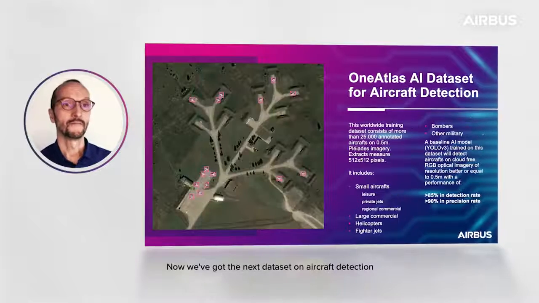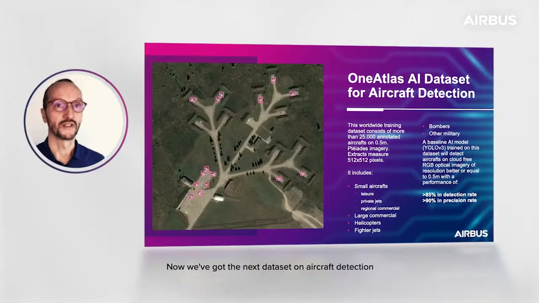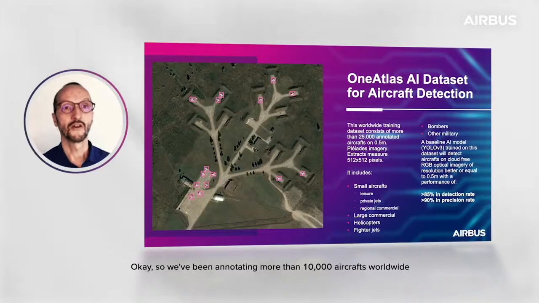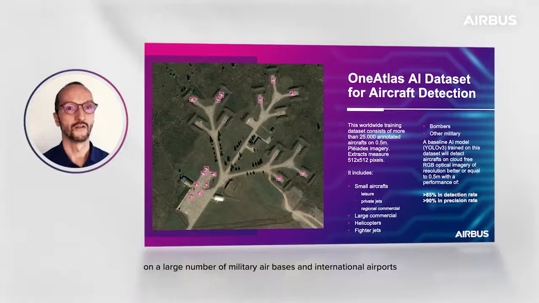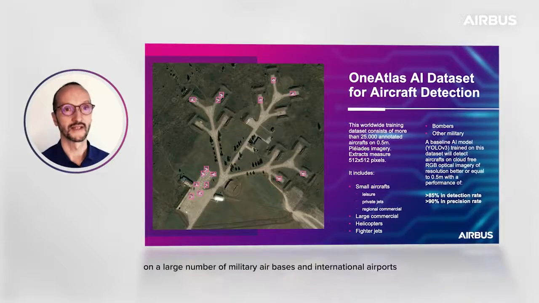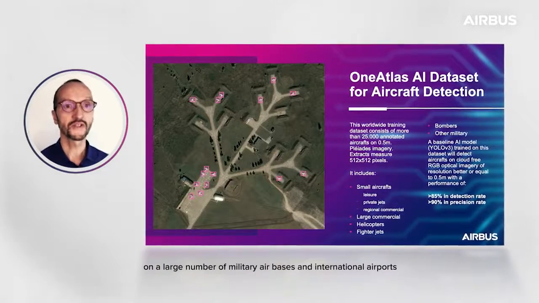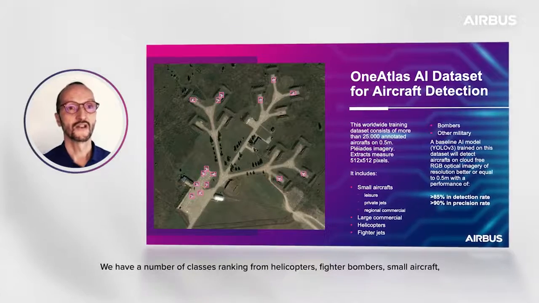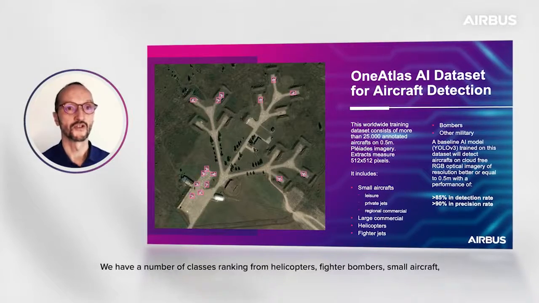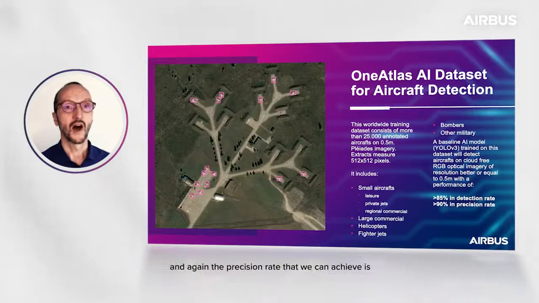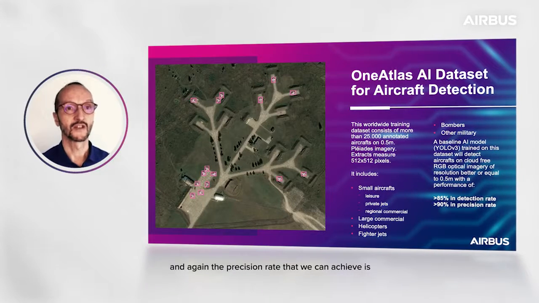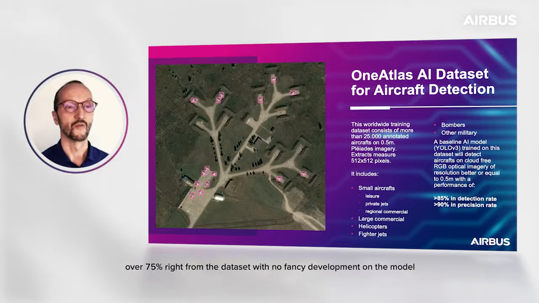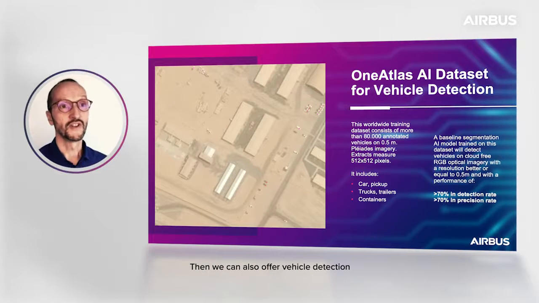Now the next data set is on aircraft detection. Okay. So we've been annotating more than 10,000 aircraft worldwide on a large number of military air bases and international airports. We have a number of classes ranging from helicopter, fighter, bomber, small aircraft. And again, the precision rate that we can achieve is over 75%, right from the data set with no fancy development on the model.